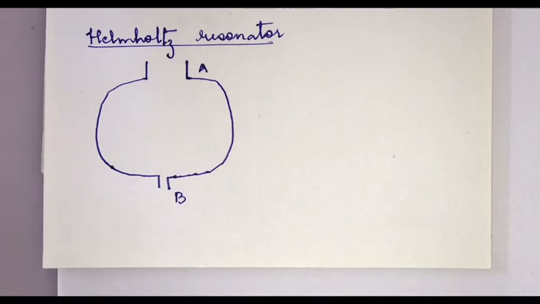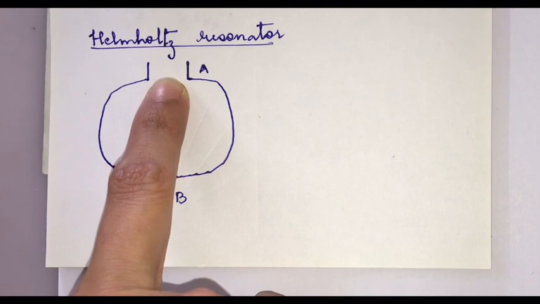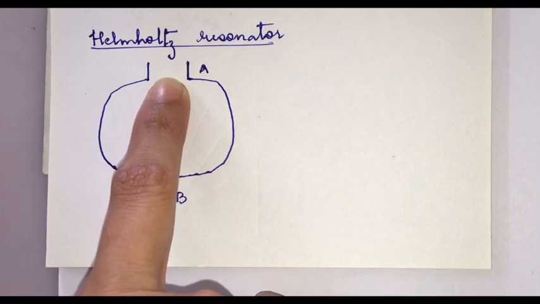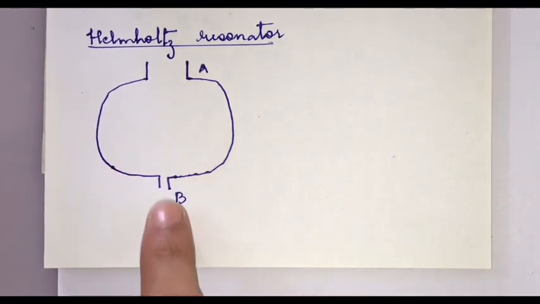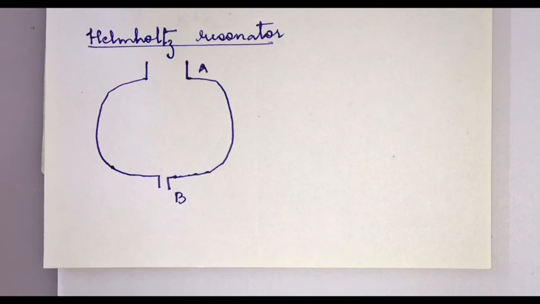One of the applications of mechanical resonance is the Helmholtz resonator. This is a vessel which has a large opening on one side called a mouth, which is denoted as A, and another narrow opening which is denoted as B, called the neck. This is a vessel which is normally used to analyze the quality of musical notes.